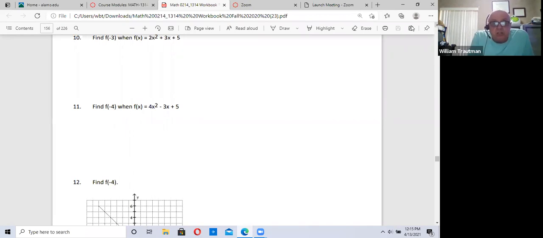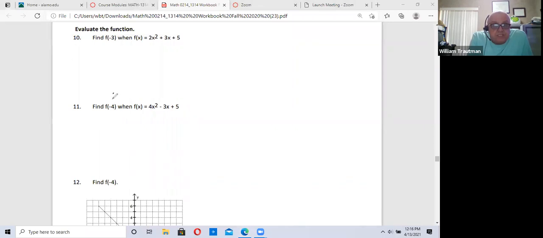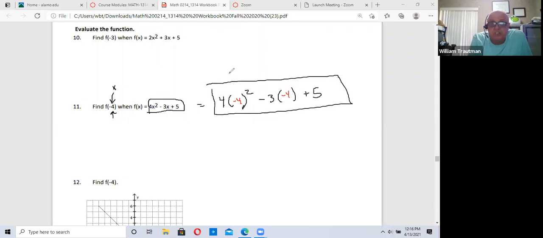All number 11 says is, what's the answer when you plug -4 into x, right? Whatever's in that parentheses is x. Here's the equation. You rewrite the equation with parentheses everywhere there's an x. And then you put the number in there, and the number they want in there is -4. So you can type this into your calculator just like this.